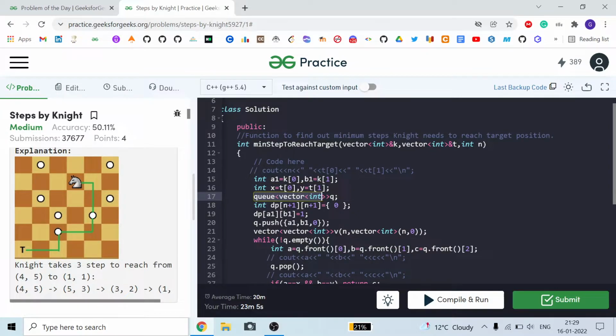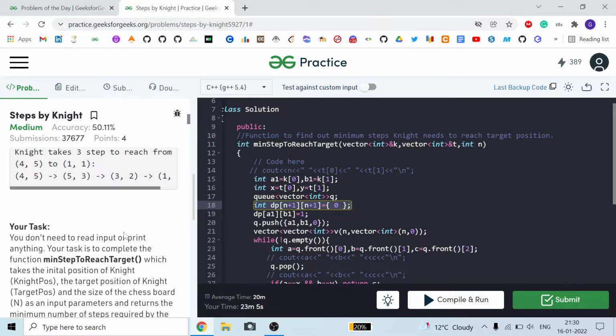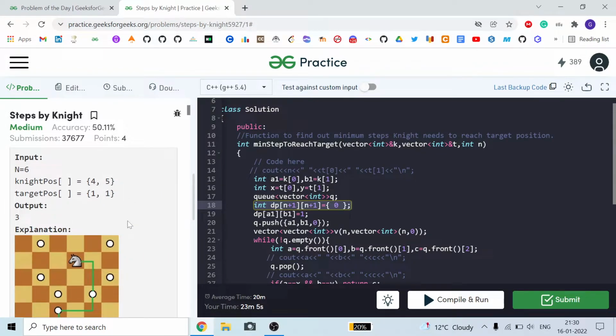Then I took a queue of vector type, and I took a 2D dp of size n plus 1, because if I have traversed a particular index and I come back to it, I will iterate it again, and this will make a cycle. For a huge n, like n can go up to 1000, it will give me a really huge cycle. That's why I use dp, and I mark dp[a1][b1] equal to 1.